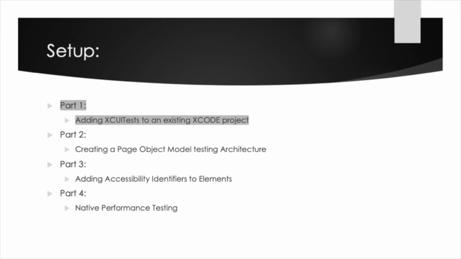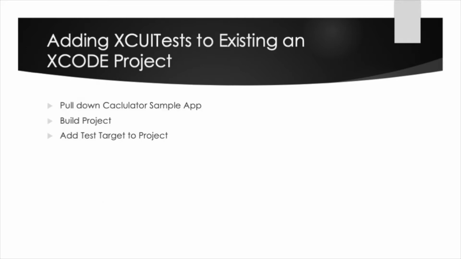The first part will be how to add XCUITest to an existing Xcode project. Part two will be related to how to create a page object model testing architecture. Part three will be around how we can improve our automation by adding accessibility identifiers to our elements. And finally, we will wrap this series up with part four, where we will use a native approach to performance testing. So for part one, we will be adding XCUITest to our existing Xcode project.